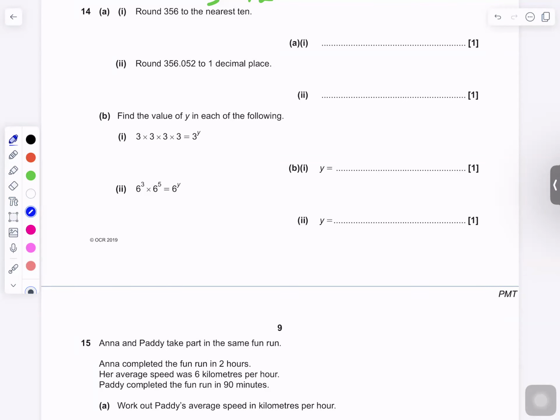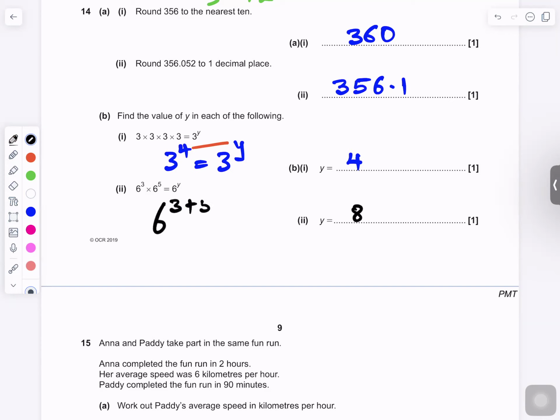Number 14. I said 360. 360. Perfect. The next one, I said 356.1. And the next one, y equals 4. Y is 4. 3 to the power 4 equals 3 to the power y, so you equate y equals 4. And the next one? Y equals 8. You add them up: 3 plus 5, 6 to the 3, add 5, 6 to the power 8. Fantastic.